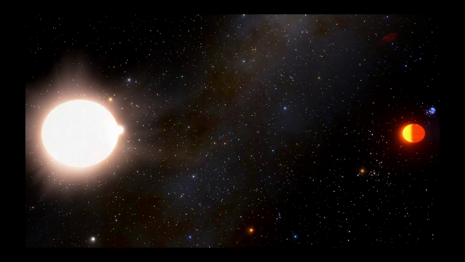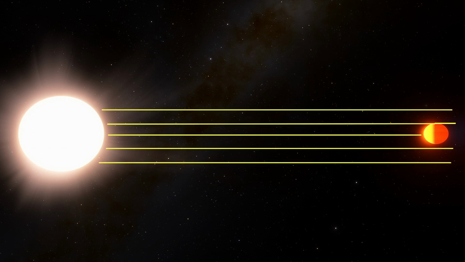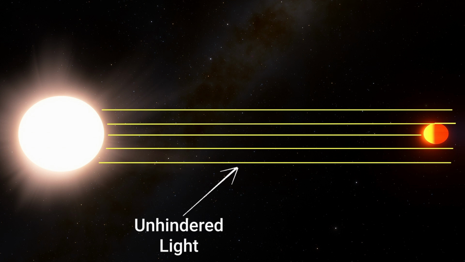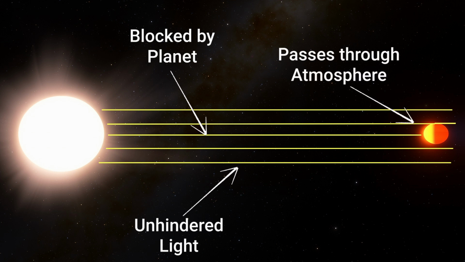Now let's zoom into the system and observe what is happening with the light from the star. We can see that the majority of the light is unhindered and continues on its path to us, and that's expected due to the size difference between the star and the planet. Some of the light is getting blocked by the surface of the planet, which is causing the dip in the intensity as observed in the previous plot. Some of the light, however, is not getting blocked by the planet but is passing through the atmosphere of the planet. Let's explore the consequences of that.